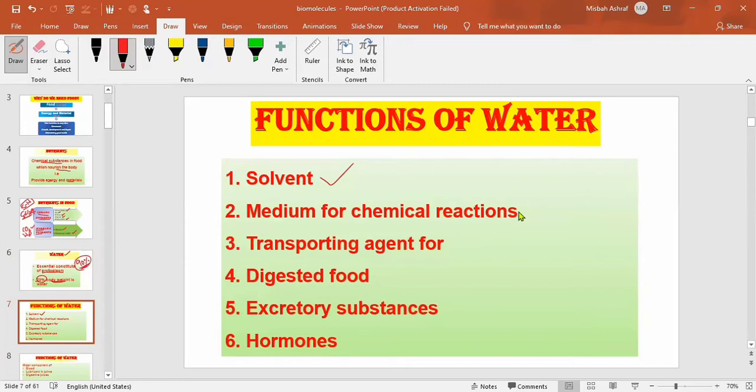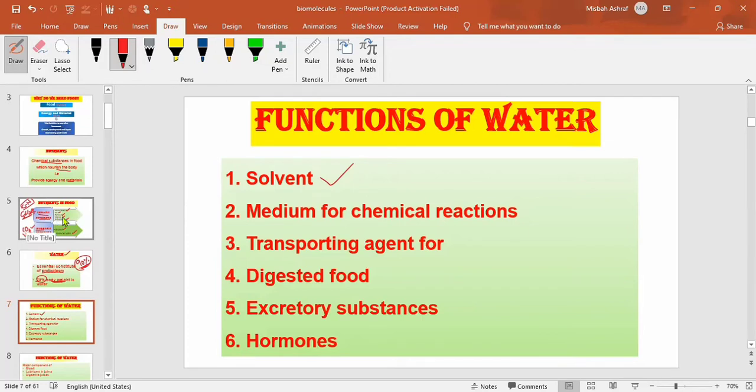One example is when we dissolve salt in water, does it dissolve or not? Yes, it dissolves. And when we dissolve glucose in water, does it dissolve? Yes, it also dissolves. And when we mix water and oil, do they dissolve together? No, they do not. And then oil comes on the surface.